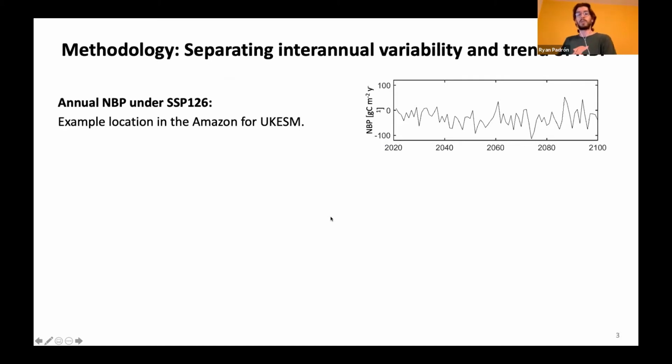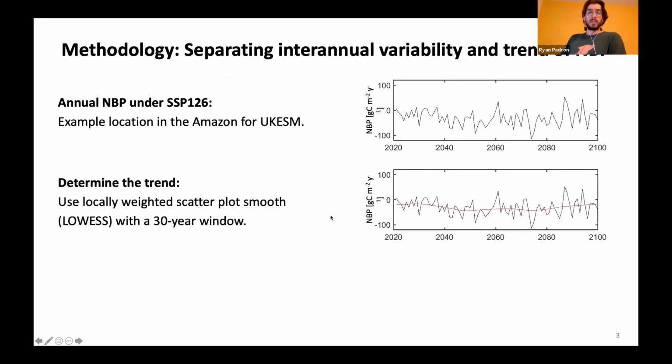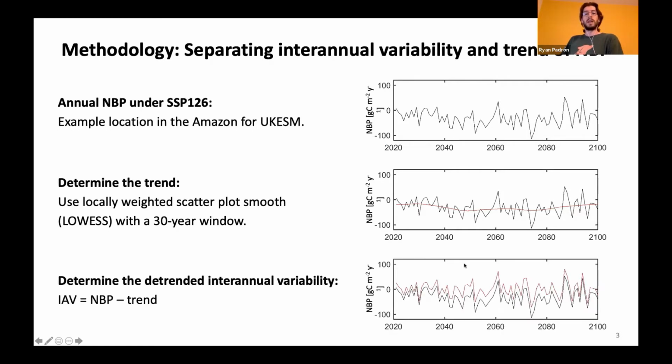to explain our approach. So basically, if we apply a locally weighted scatterplot smooth algorithm, we can obtain an estimate of the trend in MVP towards the future, shown here in red. And then the detrended interannual variability can be estimated by taking the difference between the annual time series minus the trend series.